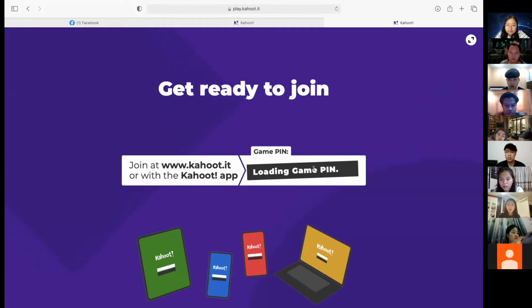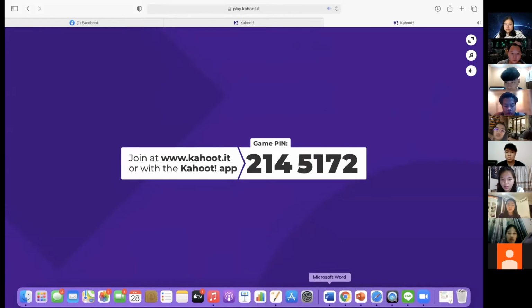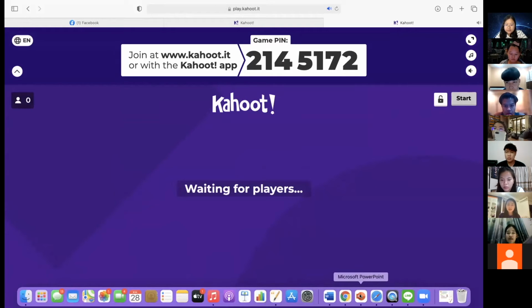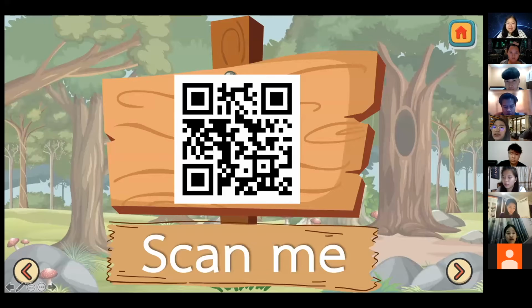Everyone scan the QR code, right? Already scanned it, right? Yes or no? Okay. Yes, I will scan it. Okay.